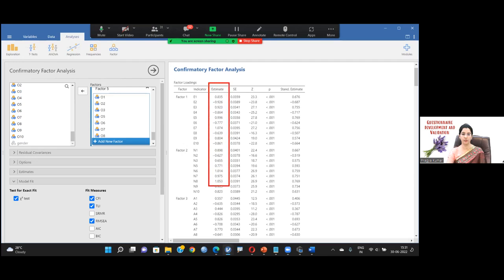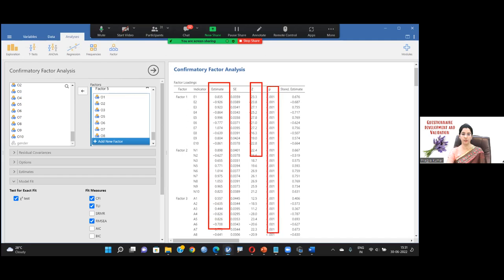So this estimate is the unstandardized coefficient. This is the standard error, and this estimate divided by this standard error is the Z value. You will see this p-value shows that all these items were significantly loading on factor 3.